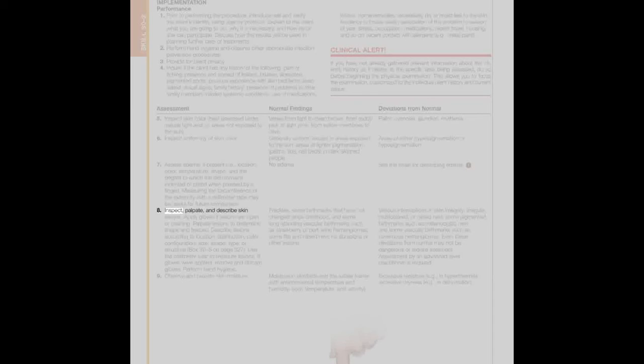8. Inspect, palpate, and describe skin lesions. Apply gloves if lesions are open or draining. Palpate lesions to determine shape and texture. Describe lesions according to location, distribution, color, configuration, size, shape, type, or structure. See Box 30-5 on page 527. Use the millimeter ruler to measure lesions. If gloves were applied, remove and discard gloves.